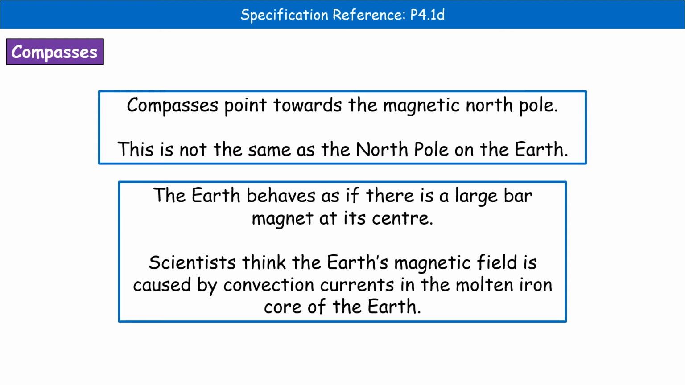The reason that the compass is going to point towards the magnetic North Pole is because in the centre of the Earth, what we actually have is the equivalent of a large bar magnet. It's not actually a large bar magnet in the centre of the Earth, but the molten iron core and the convection currents that it has basically generate a magnetic field around planet Earth itself. So that when we hold our compass in that magnetic field, it points towards the magnetic North Pole.